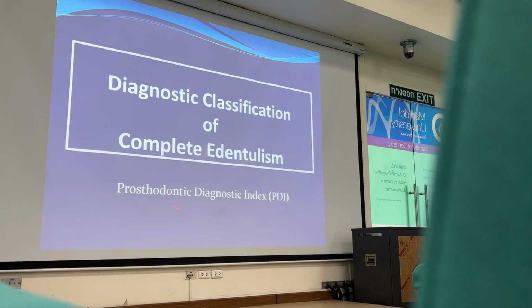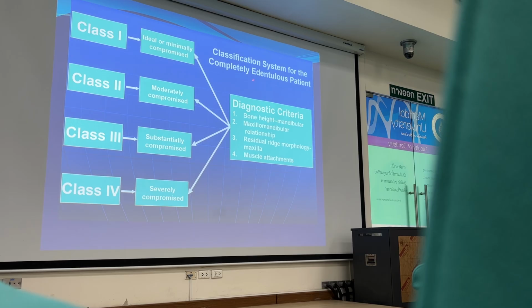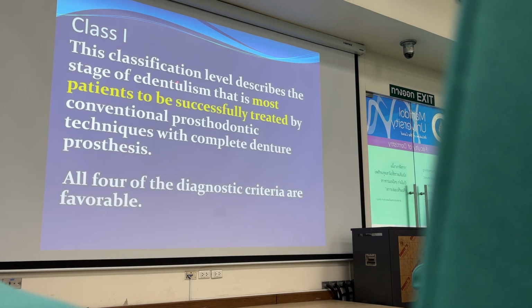Okay, PDI. If you see from the chart, you will see this one, PDI, the Prosthodontic Diagnostic Index, for the completely edentulous patient. Summary: class 1 is ideal, class 2 is moderately compromised, class 3 is substantially compromised, class 4 is severely compromised. The categories are bone height, maxillomandibular relationship, residual ridge morphology, and muscle attachment. These are all the criteria. Let's say class 1: the classification level describes most patients who can be successfully treated by conventional processes.